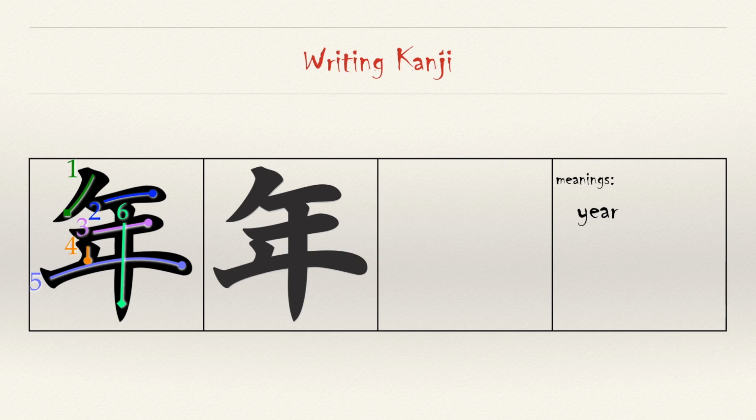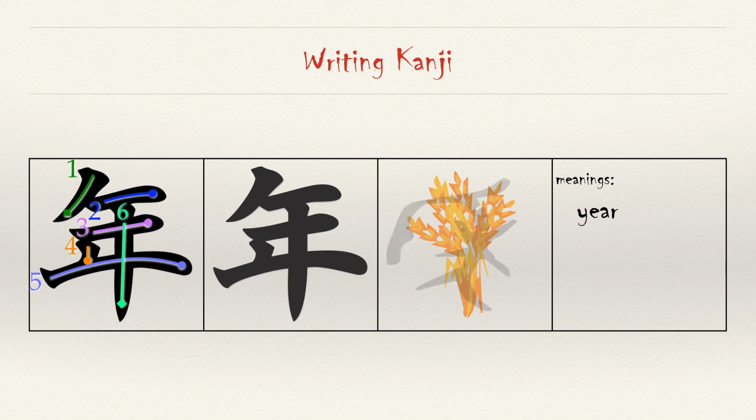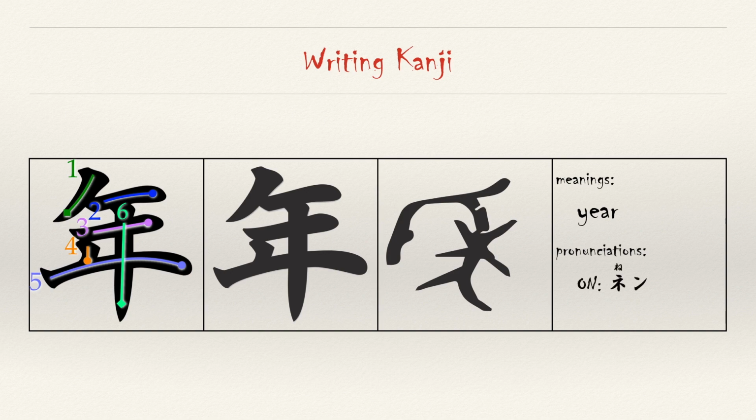This character started as a sheaf of rice. In fact, the character originally meant end of year harvest. However, over time, the character has been simplified, and so has the meaning. The on reading is nen, and the kun reading is toshi.